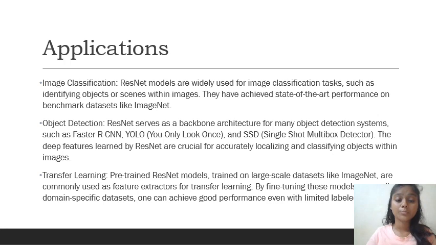Transfer learning. Pre-trained ResNet models trained on large datasets like ImageNet are commonly used as feature extractors for transfer learning. By tuning these models for a domain-specific dataset, one can achieve good performance even with limited data.